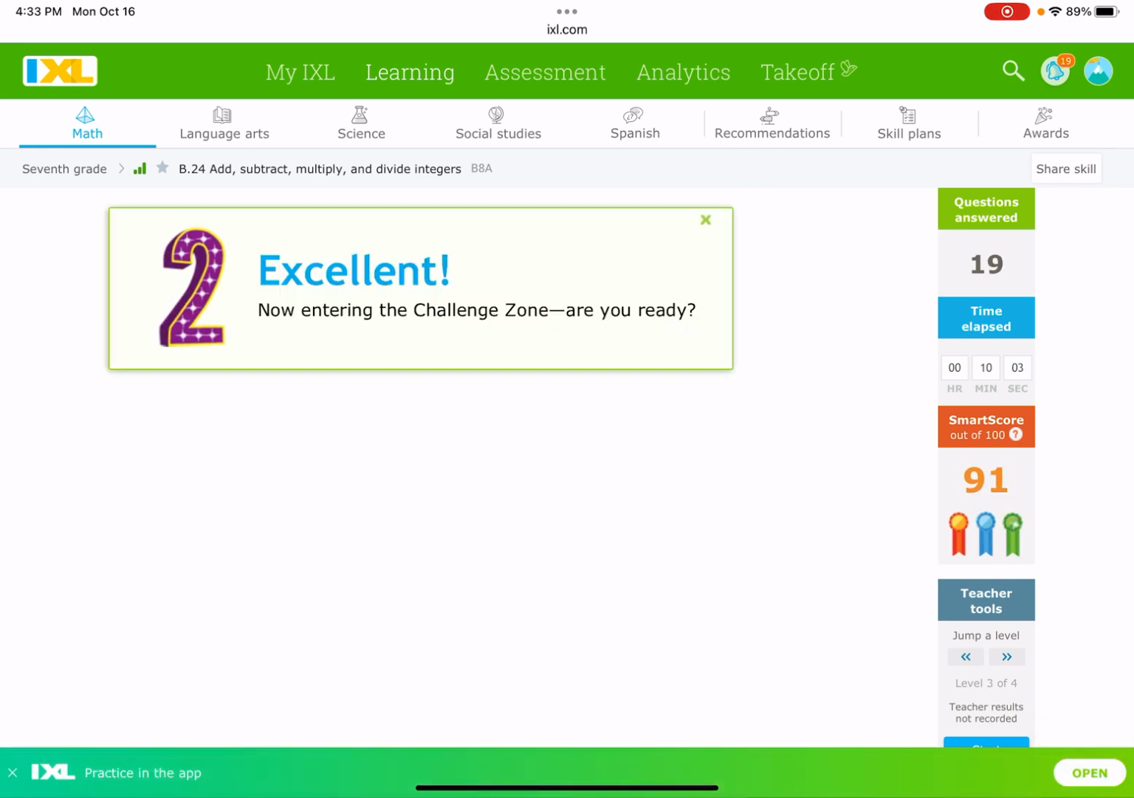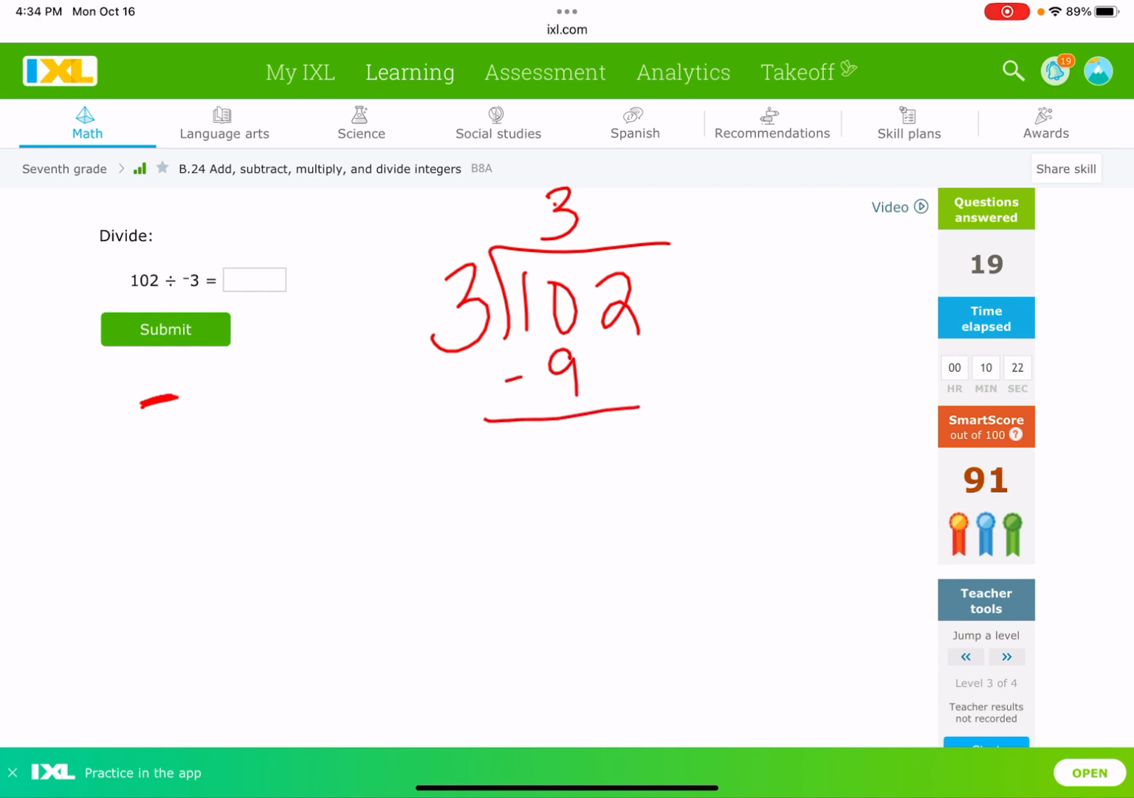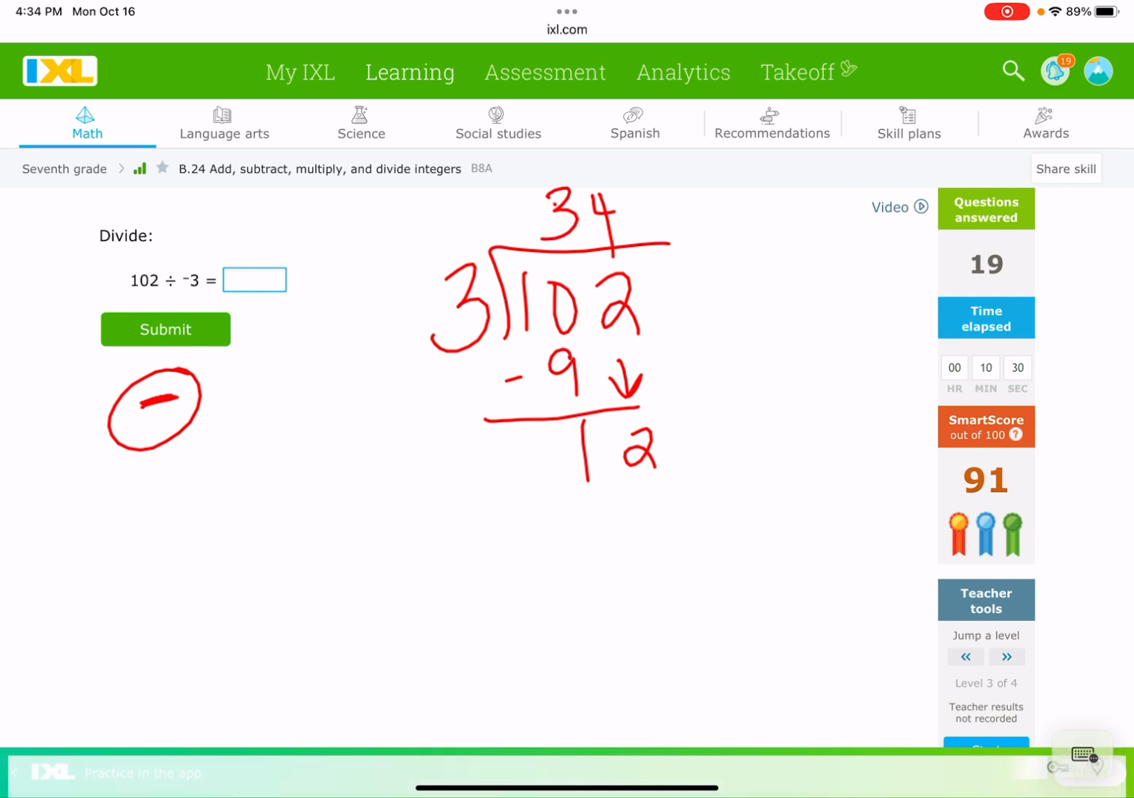All right, let's do 2 problems in the challenge zone. We've got a positive divided by a negative. Remember, when we're dividing, the answer is going to be negative. So I'm going to make a mark here that I'm doing negative, and I'm going to see how many times 3 goes into 102. Well, 3 goes into 10 3 times. 3 times 3 is 9. Remainder of 1, bring down my 2. 3 goes into 12 4 times, so my answer is 34, but it's negative, so it would be negative 34.